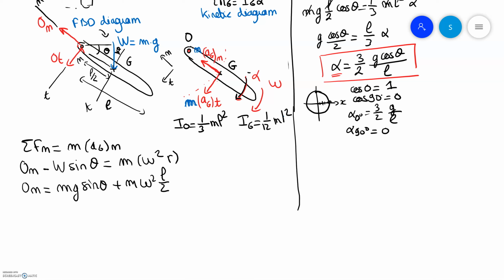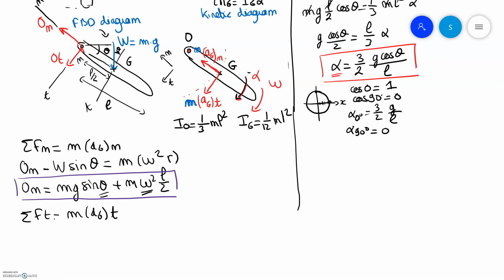Okay. So that's basically what we have, and it depends on theta and omega, and we do not have omega. Okay, so we will see how to find omega after. Let's see with the force on T. So let's square this one. We will need it later. Okay. Sum of the forces on T is equal to m a_G T, the acceleration on T, so this one.